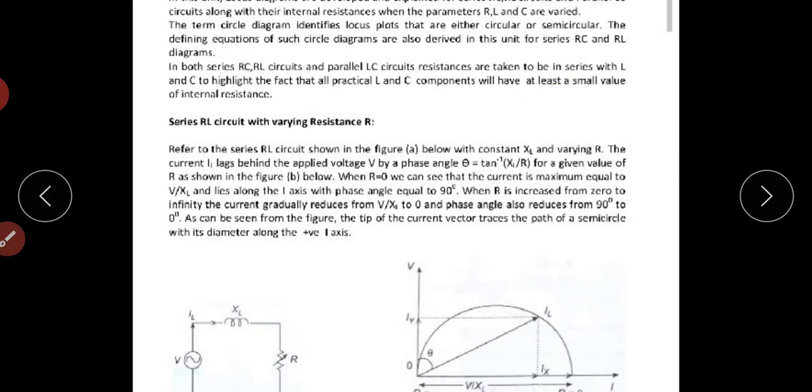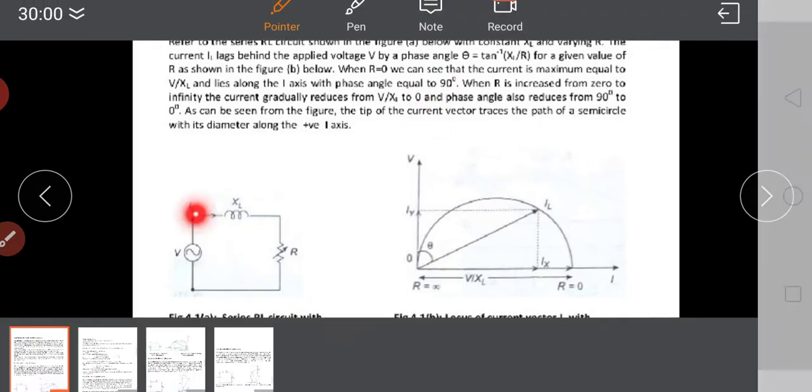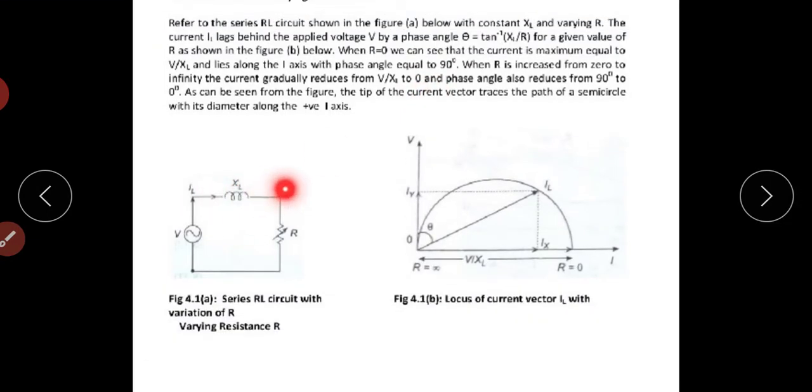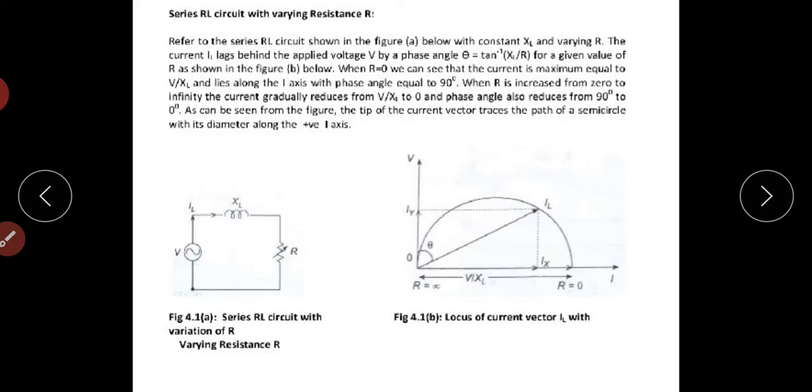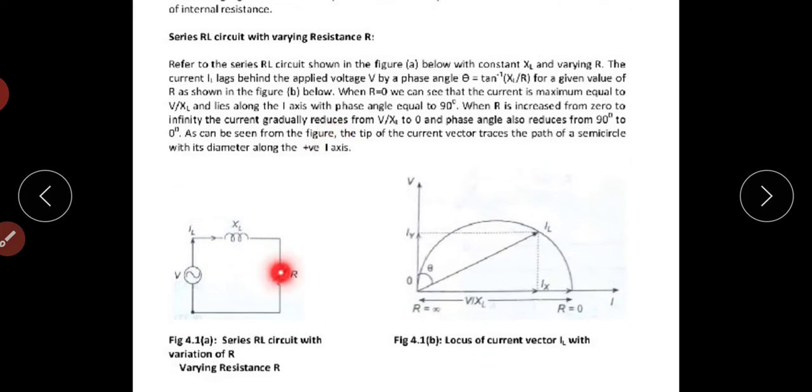So here, first circuit, the series RL circuit. Now we have to draw the locus diagrams for different series RLC circuits and parallel RLC circuits. First one, series RL circuit with varying resistance. Here the inductive reactance value equals XL, and the resistance value equals R. Here the assumption is that the resistance value is varying and XL is fixed.